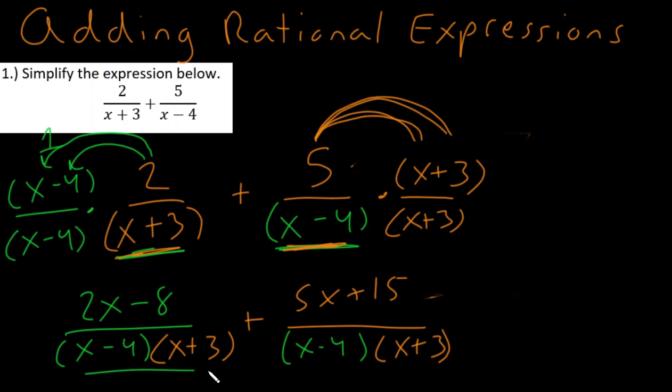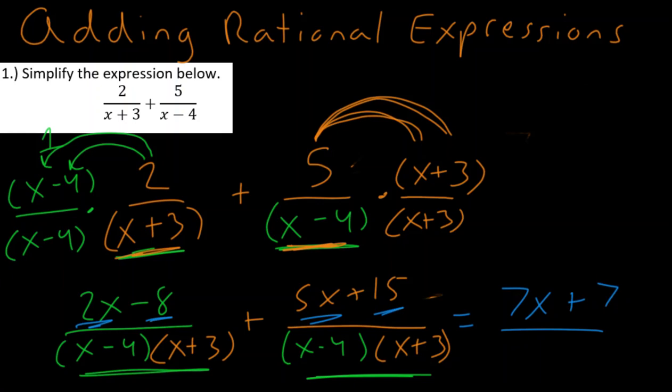Notice, by definition, these two things have to be the same. Okay, so what's our final answer going to be? Well, we have 2x plus 5x, which must be 7x. We have negative 8 plus 15, which must be a positive 7, all over x minus 4 times x plus 3. Now, this is actually not the end of the problem.